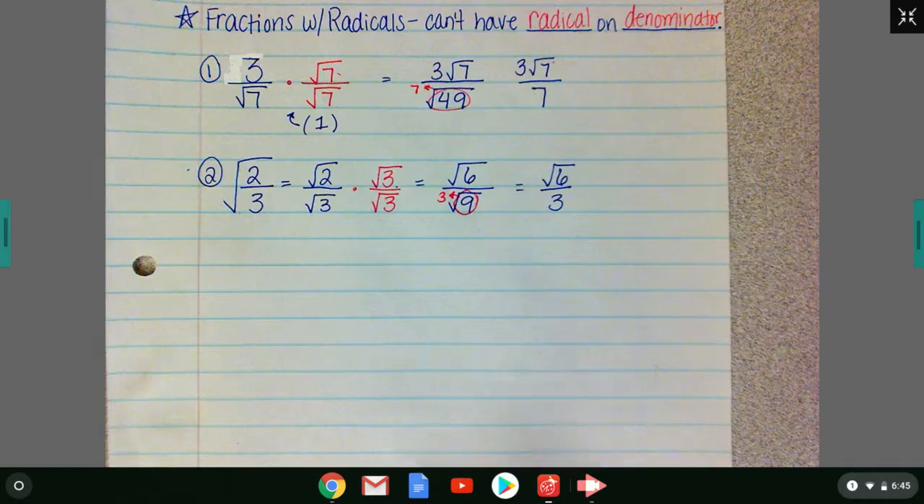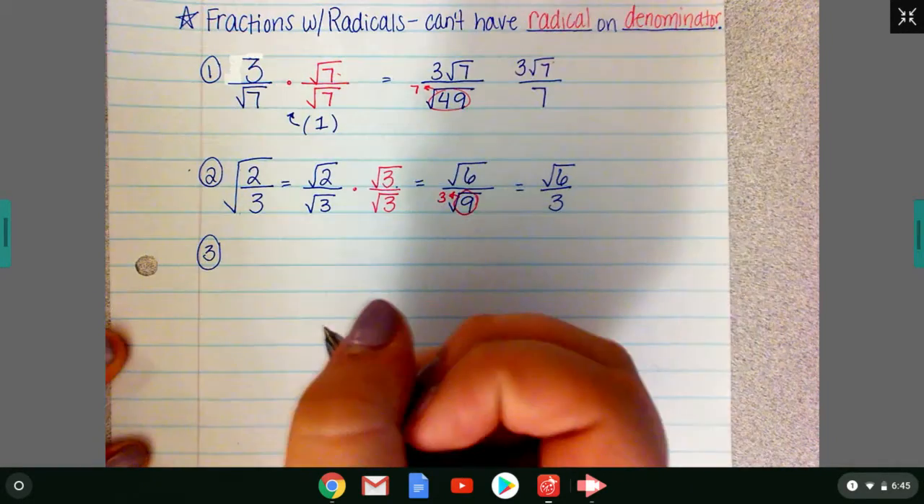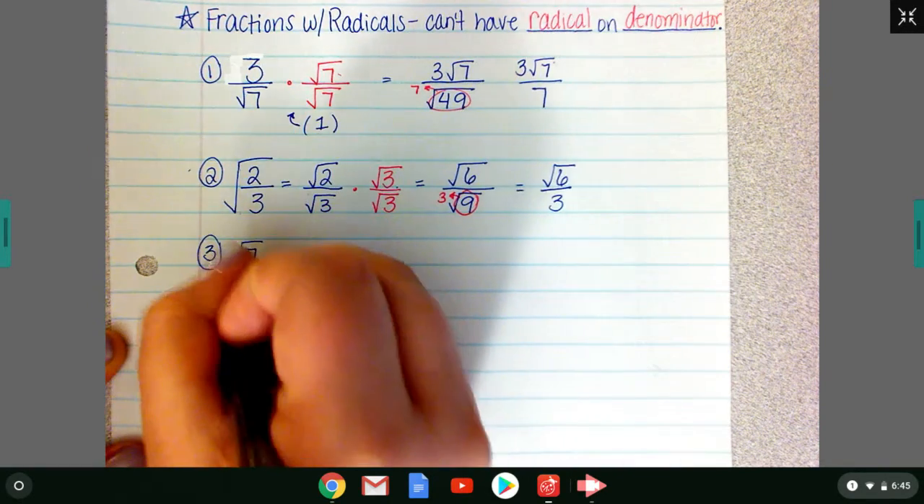All right, let's do another one. We'll do 4 of these ones. So this next one looks like this. We'll do root 7 over root 8n.